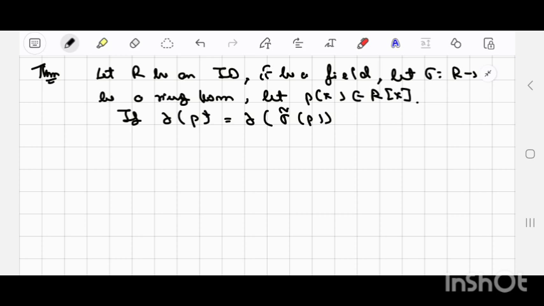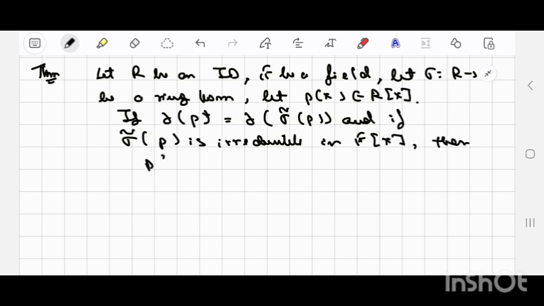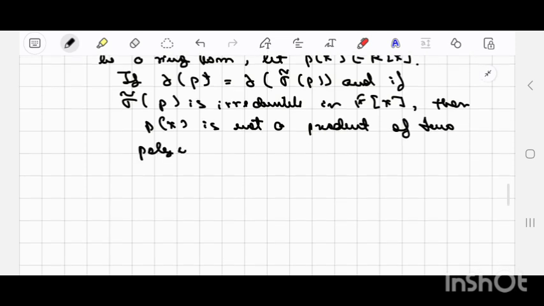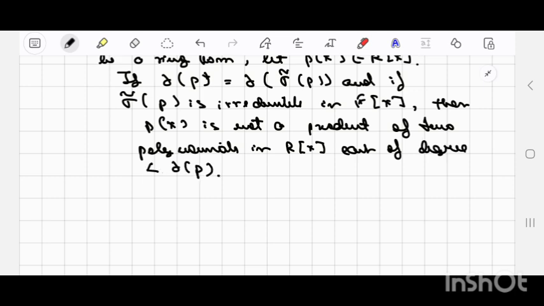what we are claiming is that if the degree of the polynomial P is the same as the degree of the image of P under the extended map sigma tilde, and if sigma tilde of P is irreducible in F[x], then P(x) is not a product of two polynomials in R[x], each of degree less than the degree of P. Is it clear?